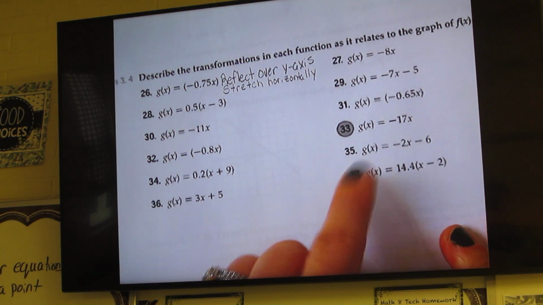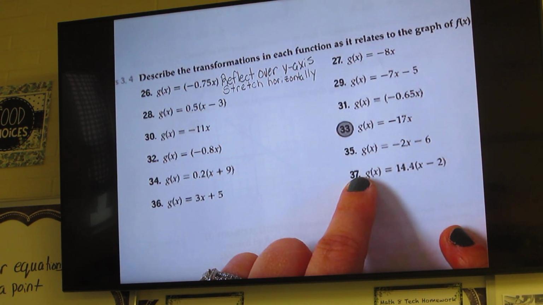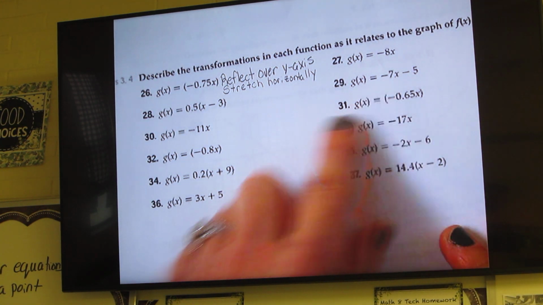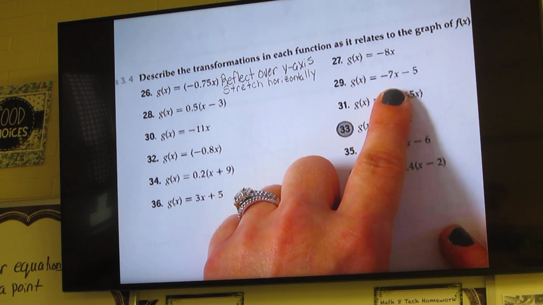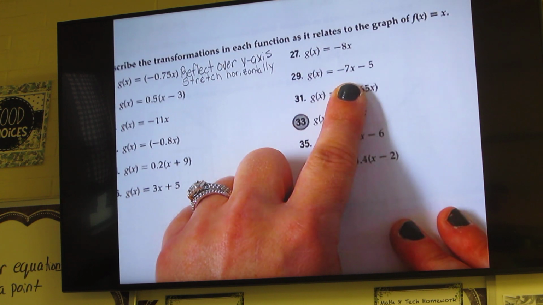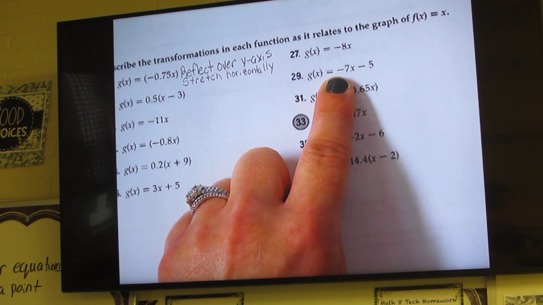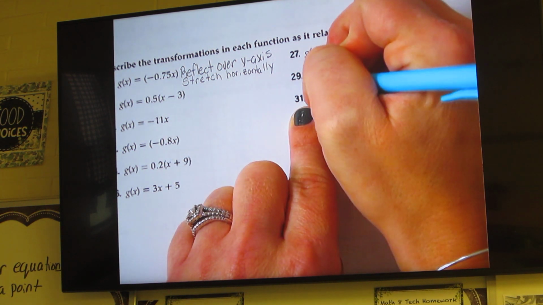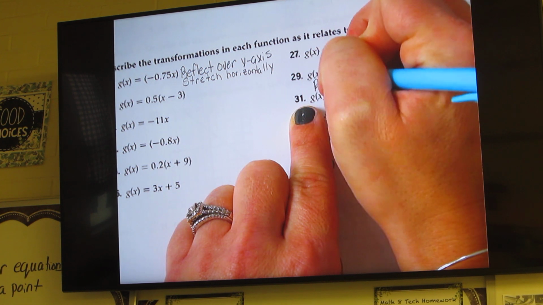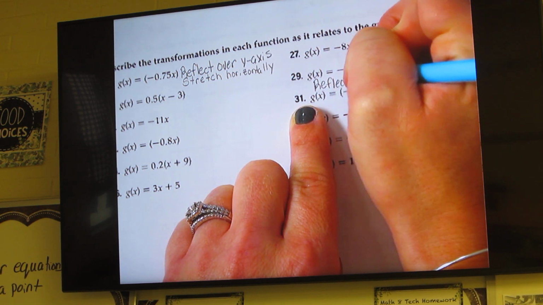Okay. Let's look at number 29, okay? So this is a negative. We're going to have a reflection of some sort. There is no parentheses involved, so it means it's over the x-axis. So we're going to reflect over x-axis.